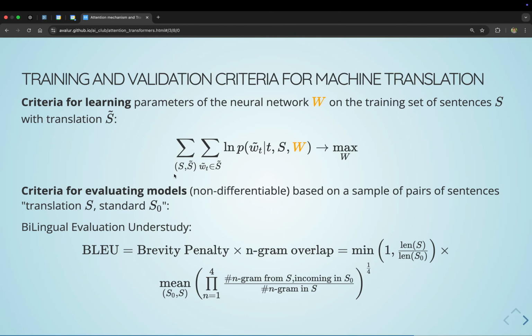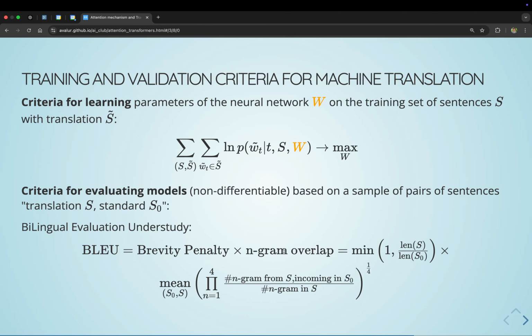Then, of course, we need some other criteria for evaluating based on samples of translation, and it is possible to do it automatically with BLEU, or bilingual evaluation understudy. But we cannot use BLEU to train our model. We can use it to check the result, because this criterion is not differentiable. We cannot calculate gradients of this step. It is discrete.